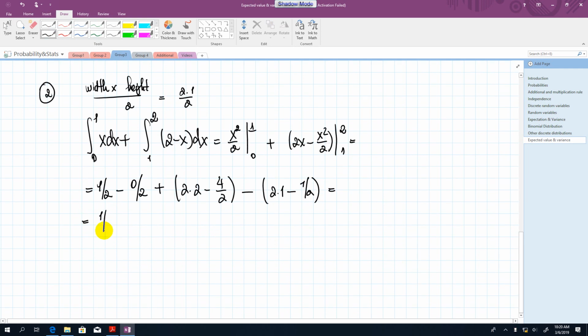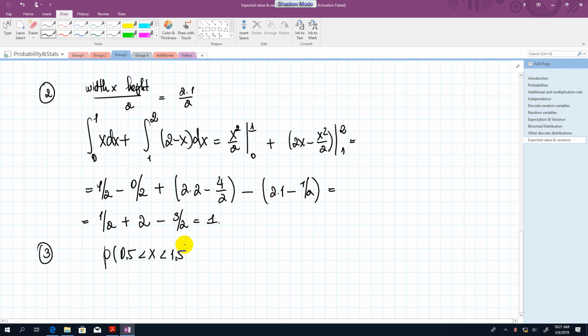So the first term is 1 over 2, plus 4 minus 2, what is this? 2 minus 0.5 is 3 over 2, right? So 2.5 minus 1.5, which is equal to 1, okay? So the second one is also checked. So we checked that this is the proper density function, right? If this is not equal to 1, you cannot evaluate the probability using this function.